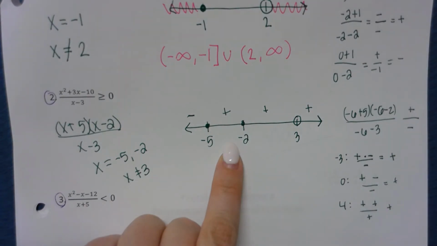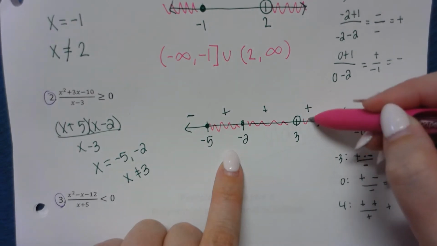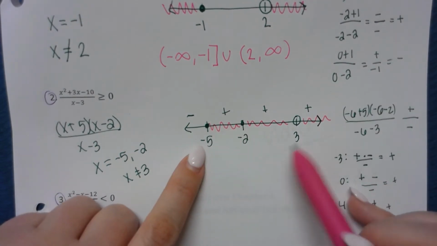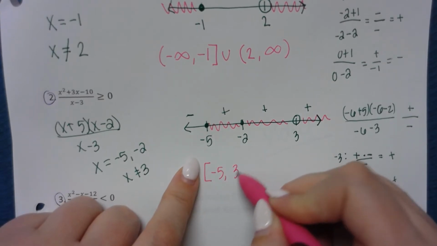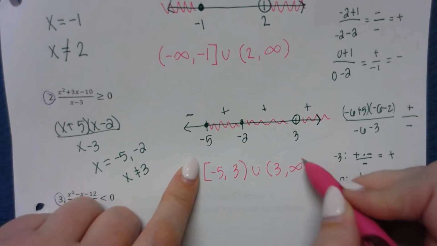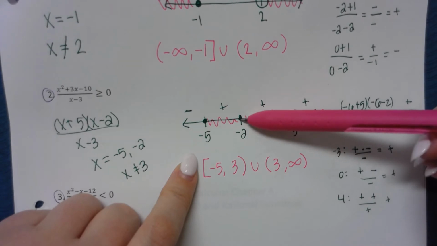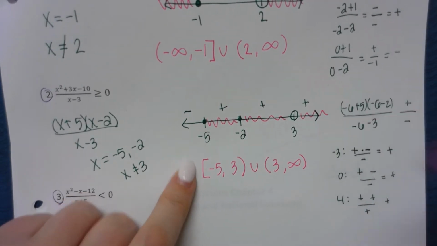Okay, so because we want it to be positive, we're going to be here, here, and here. So we could say -5 all the way to 3. And then 3 to infinity. Sorry guys, we're allowed to skip over this 2 because it's a closed circle. If it was an open circle, we would have to stop here just like we stopped at the 3.